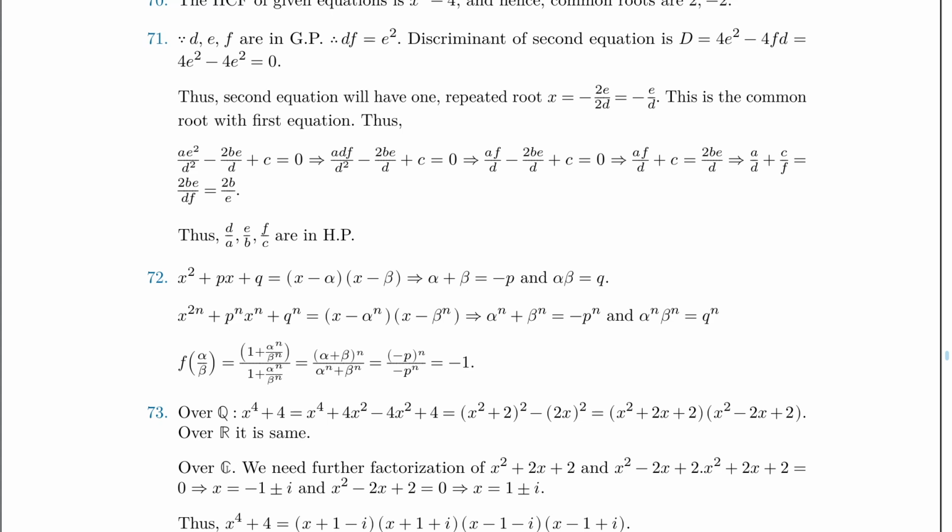Now over the set of complex numbers, we will have to further factorize these two equations. So from x square plus 2x plus 2, we have x is equal to minus 1 plus minus i, and x square minus 2x plus 2 will give us x is equal to 1 plus minus i. Therefore, x to the power 4 plus 4 over C, when we factor it into irreducible polynomials, becomes equal to x plus 1 minus i into x plus 1 plus i into x minus 1 minus i into x minus 1 plus i.